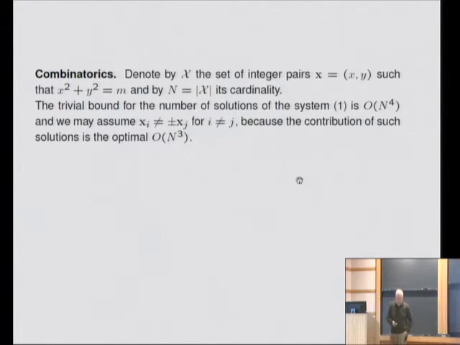So, combinatorics. Since in every lecture you should give a proof of at least one theorem, I will describe what you do with combinatorics. So you take X, the capital X or script X, the set of integer pairs such that the sum of two squares is M. Capital N is its cardinality, with trivial bound n to the fourth, as you will see in a second. And we assume these things are distinct, otherwise they are special solutions, and you don't have to worry too much in the counting.